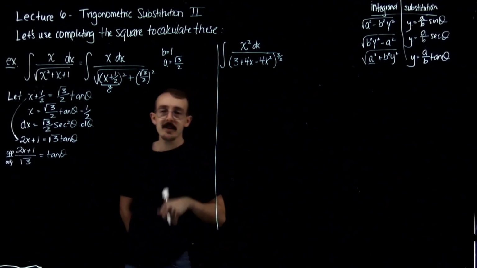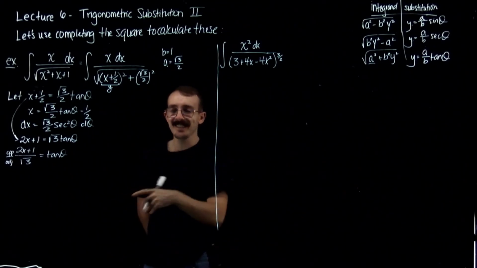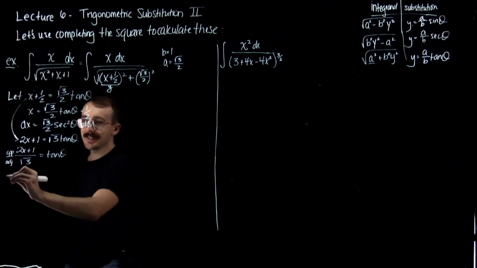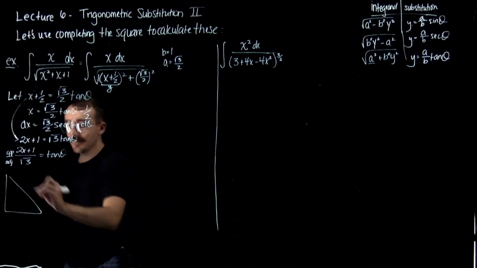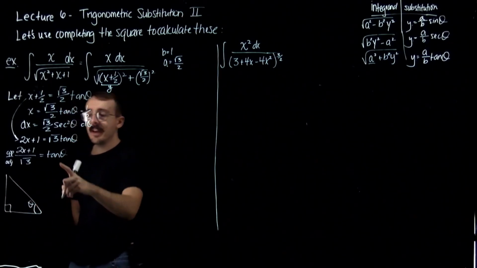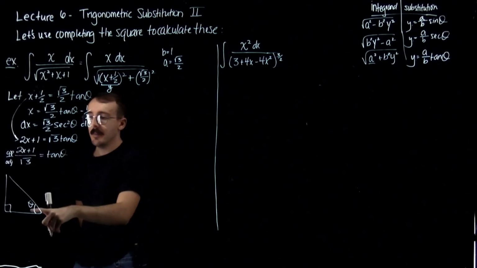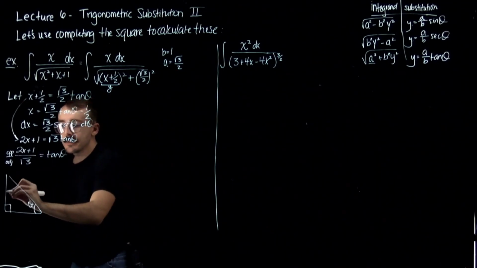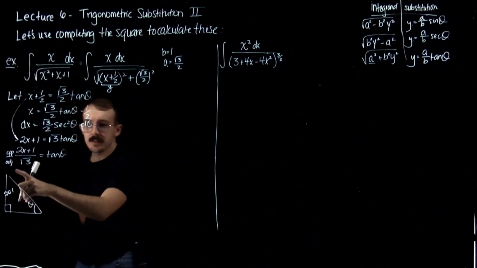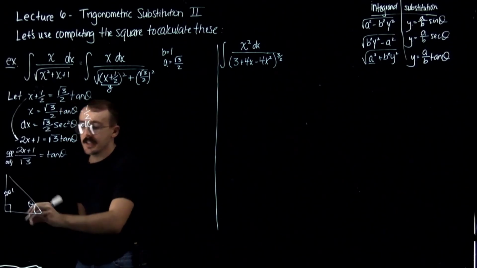You know what? I'm going to draw the triangle right now. Let's just get it all knocked out at once. I know this is a little out of order, but you guys are used to these problems by now. If this is my angle here, tangent is opposite over adjacent. So opposite is going to be 2x plus 1. That's what this side's going to be. Adjacent is going to be root 3.